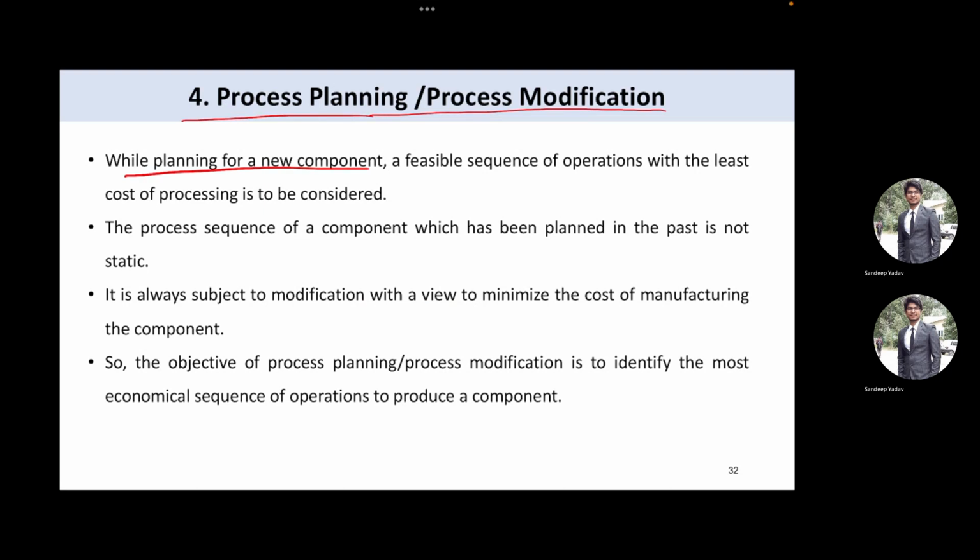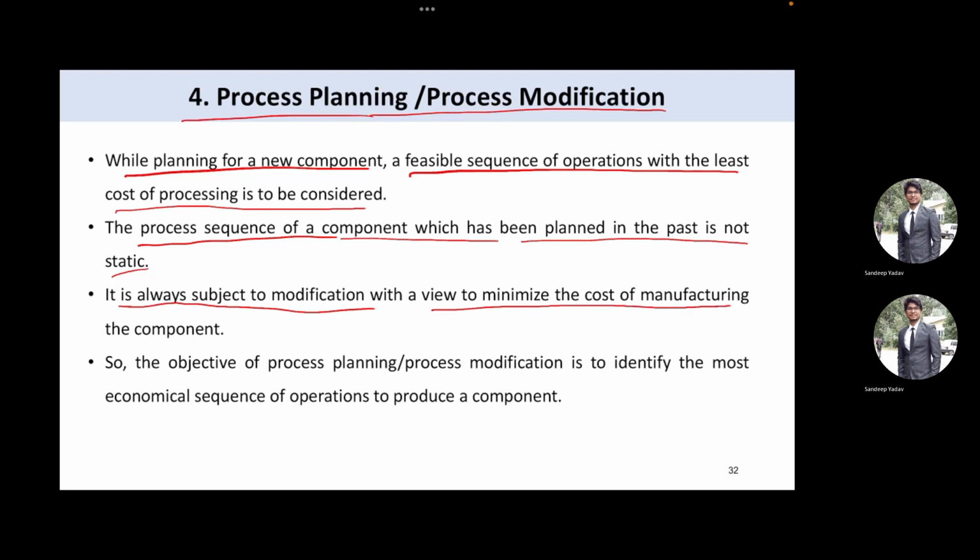While planning for a new component, a feasible sequence of operations with least cost of processing is to be considered. This is one of the major conditions that we should apply. The process sequence of a component which has been planned in the past is not static. It may change, and it is always subject to modification with a view to minimize the cost of manufacturing the component. So the objective of process planning or process modification is to identify the most economical sequence of operations to produce the component. Now we can arrange different kinds of sequences for the process in a way that minimizes the cost.